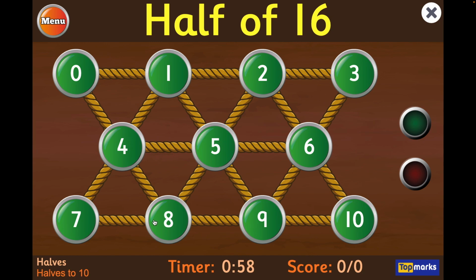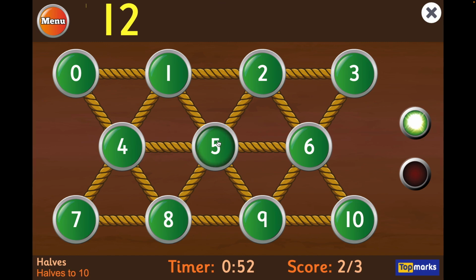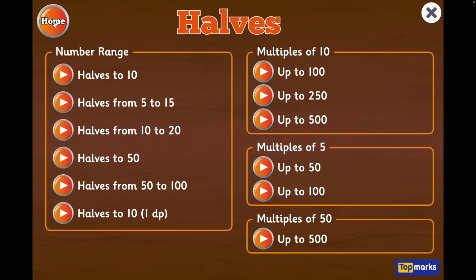Half of 16, 8. Half of 10, not 10. Half of 10 is 5. Half of 12, 6. Half of 16, 8. Keep going. Okay, let's look at some multiples on the side.